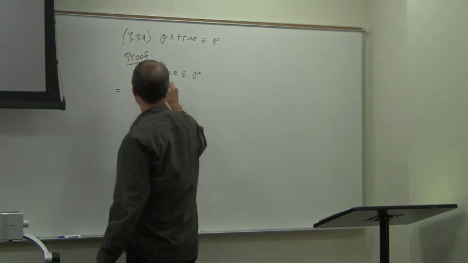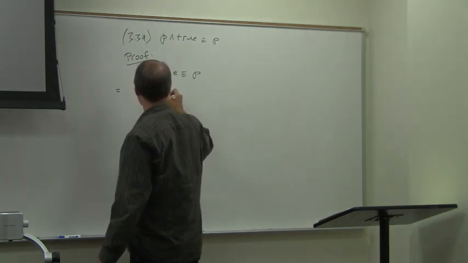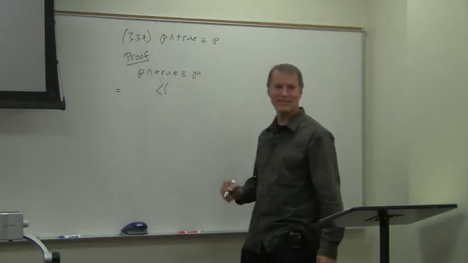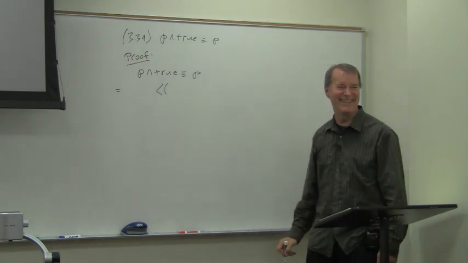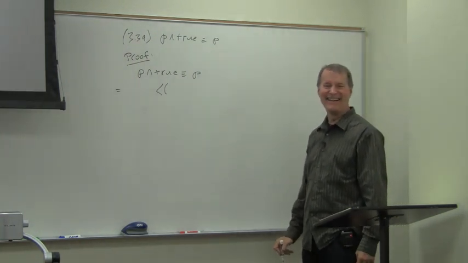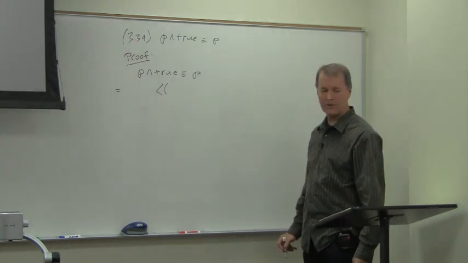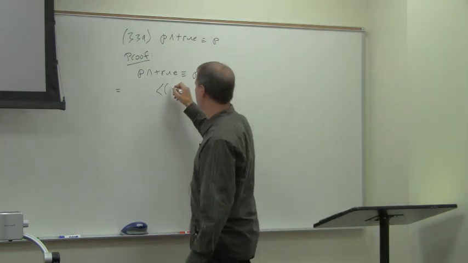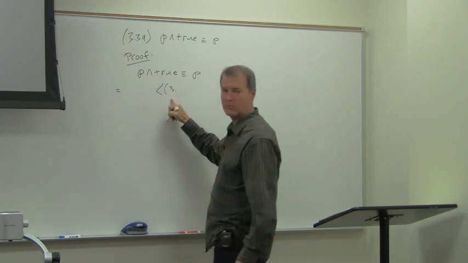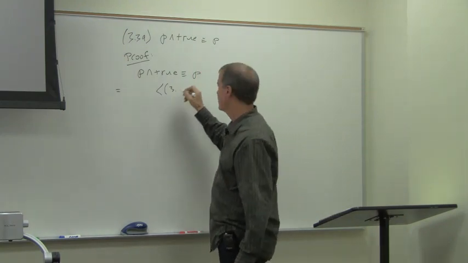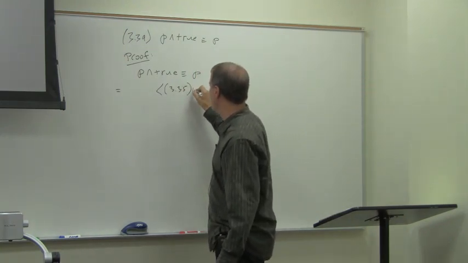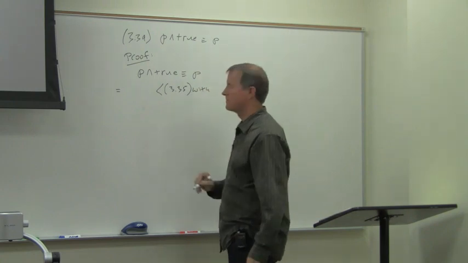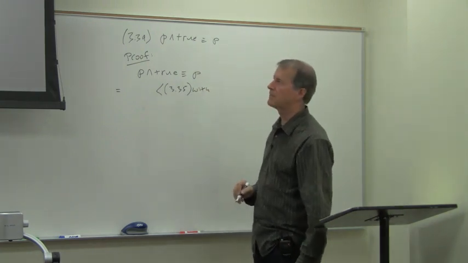So Mason, now's your chance. I'm actually going to ask you to say something. Since P is in the golden rule, we change P and... we're using the golden rule, 3.35. Okay, 3.35 with what?